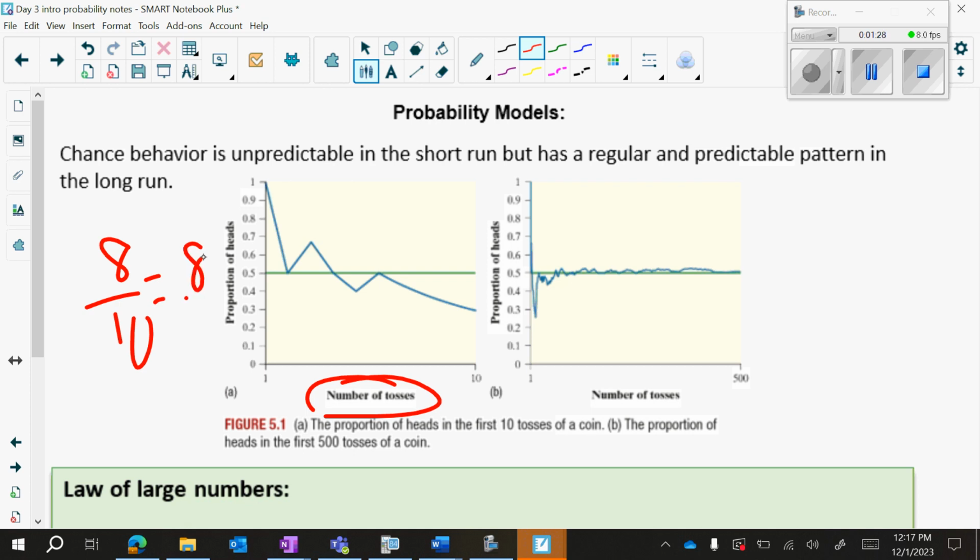But in the long run, if I increase the number of tosses to 500, the proportion of heads that I get will be closer and closer to 50%. So in the short run, if I only have a sample of size 10, I can have 8 out of 10 heads. But in the long run, as I do 500 tosses, the number of heads out of 500 should be close to 250. And that is called the law of large numbers, okay?